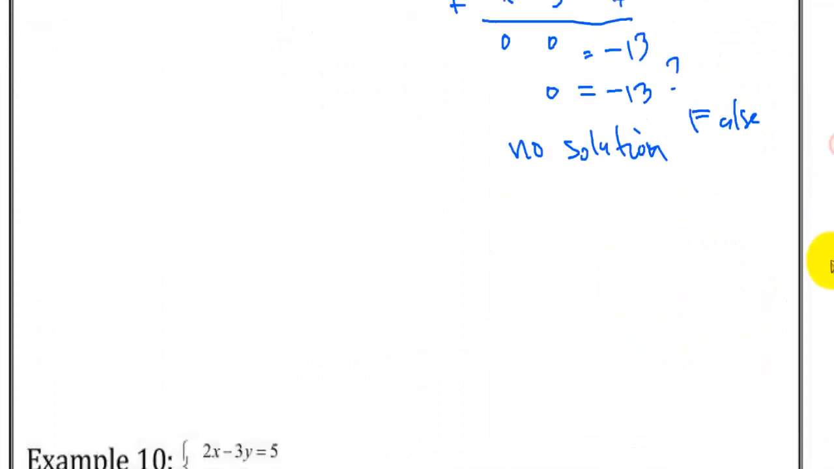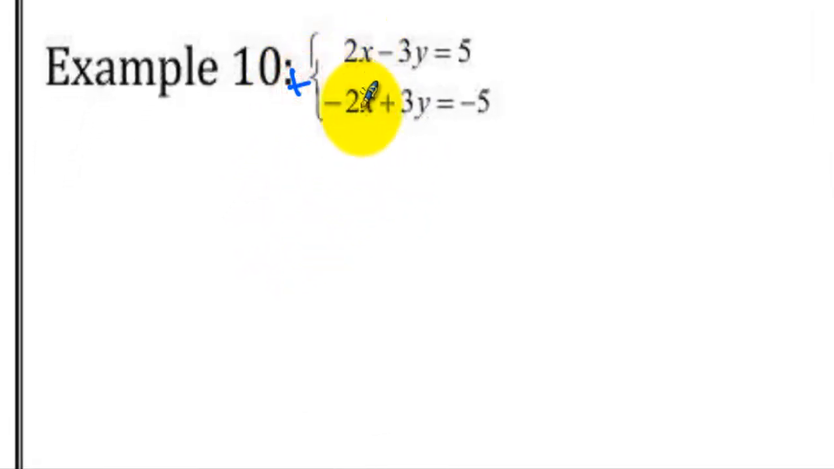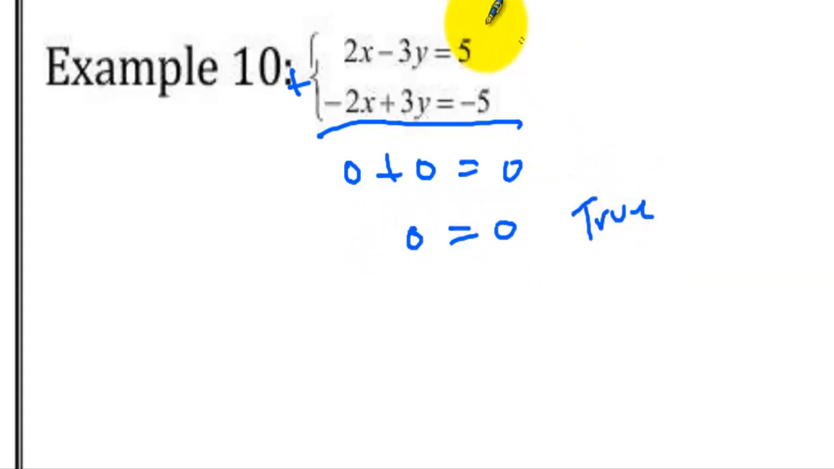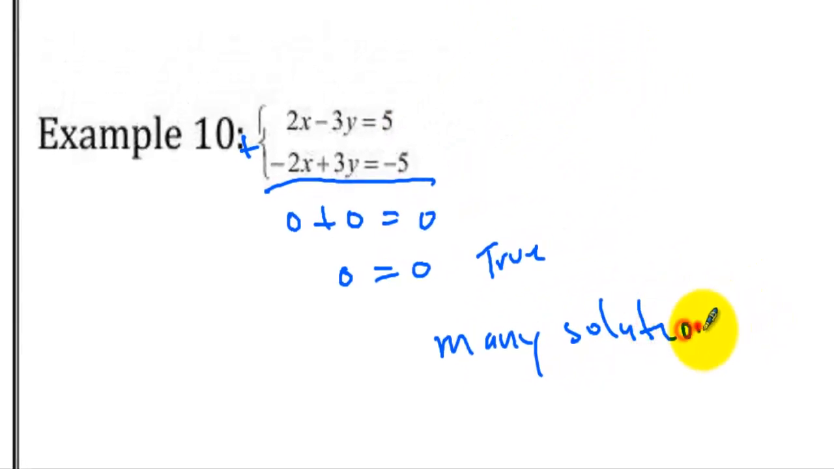Okay, and finally, example number 10. Well, we already have matching terms, actually opposite terms. So once we add, x will be eliminated. Well, in this case, same thing with the y variable. So 5 plus negative 5 is also 0. Alright, in this case, I have 0 equals 0. So this is true. This system has many solutions. Okay, there we go. That's our system of equations using elimination method.